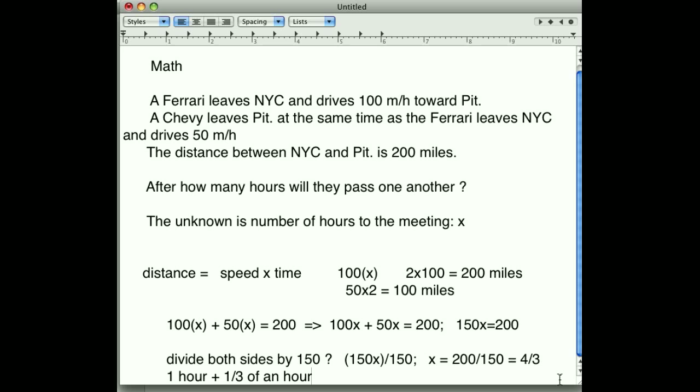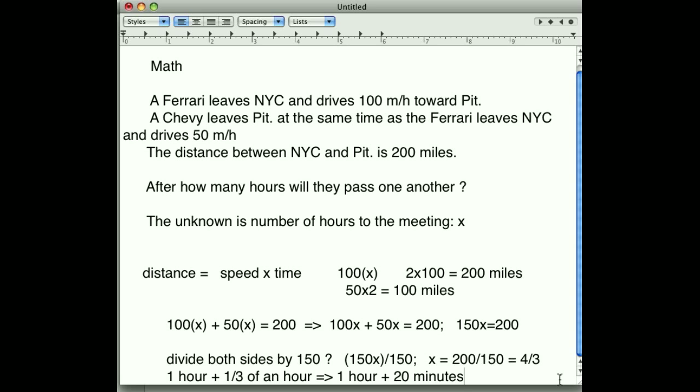I hope you know that from fractions. And 1/3 of an hour is 20 minutes. So the end result will be 1 hour plus 20 minutes. This is after how much time they will meet.